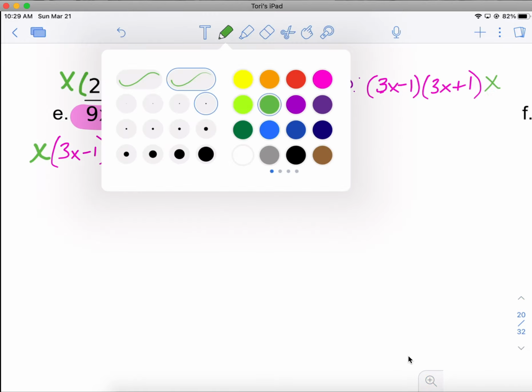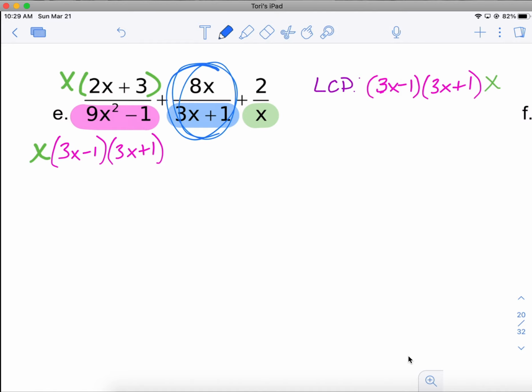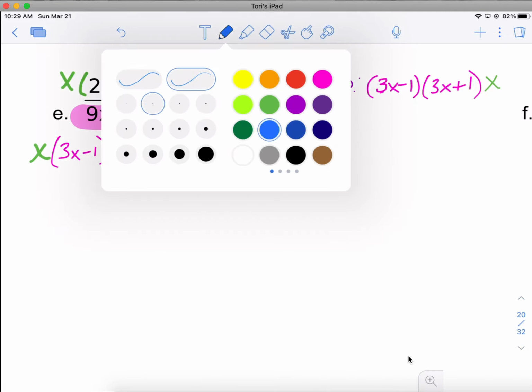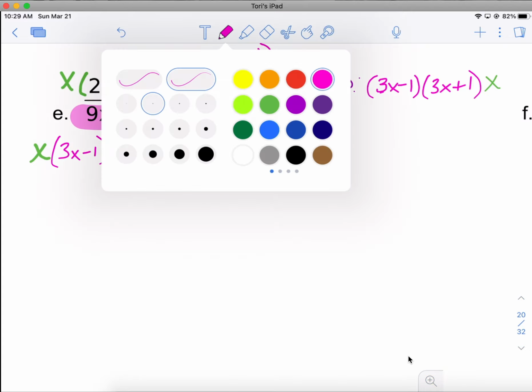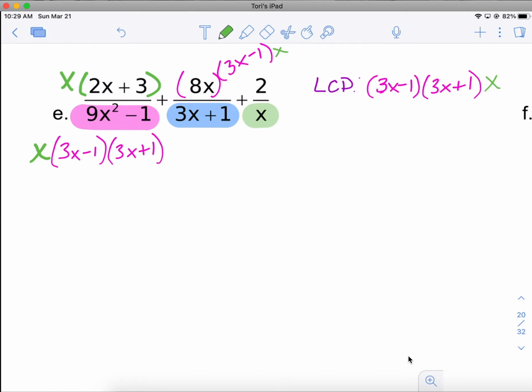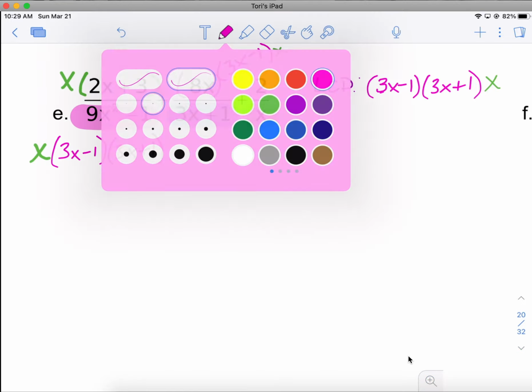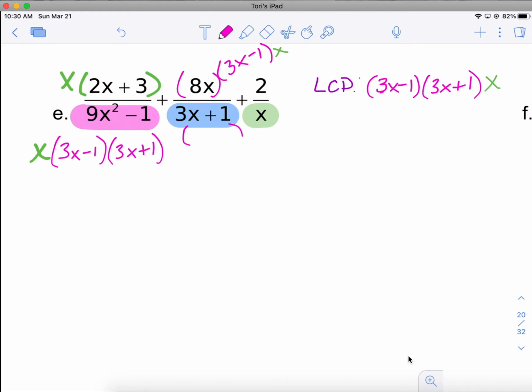When it comes to the blue guy in the middle, so that's this guy, he is missing the 3x minus 1 and the x. So I have to multiply him by both. Here's what I do to make that happen. I like to put him in parentheses, multiply it on the outside here, so I'm going to have a 3x minus 1, and I'm also going to have one of the green x's out here, okay? I have to do the exact same thing on the bottom. So I'm going to multiply him, I'm going to stack it underneath because I don't really have room for that, so 3x minus 1, and I also am going to give him that extra x.